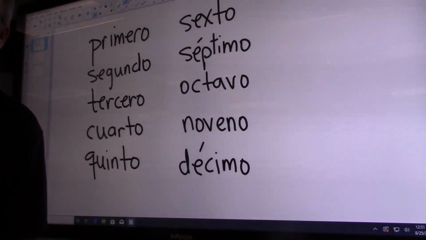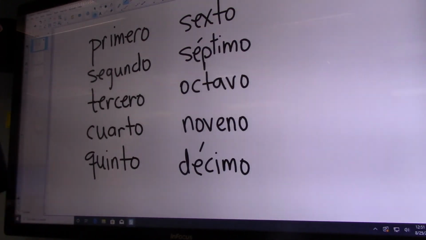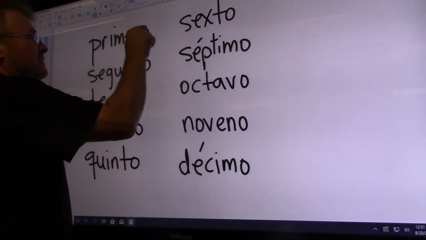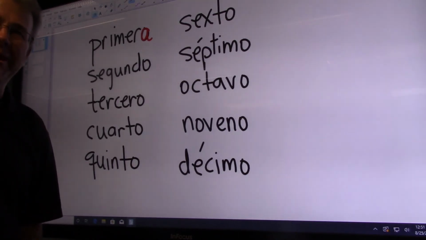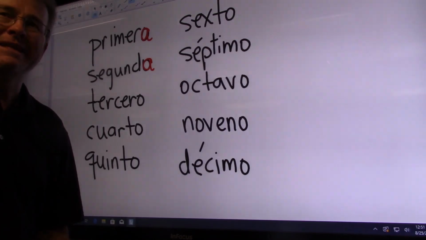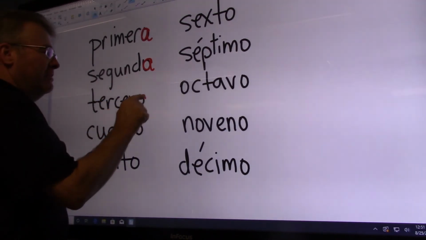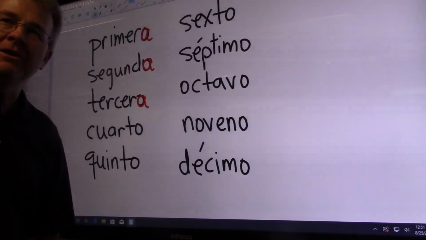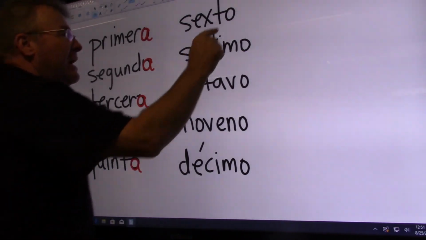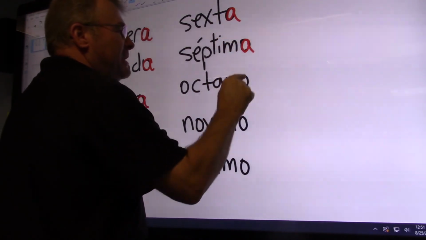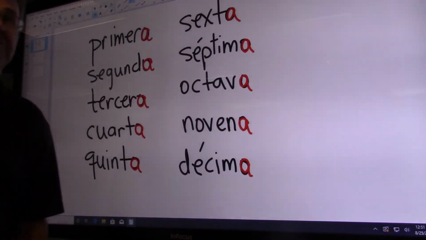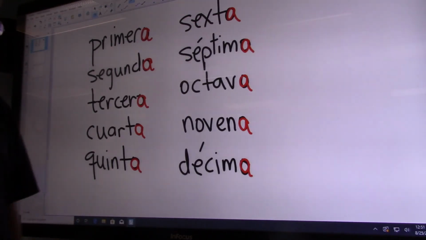Well, guess what we do to make these masculine words feminine? We simply change the O to an A, so the word primero in the masculine becomes what in the feminine? Primera. The word segundo becomes what in the feminine? Segunda. The word tercero becomes what in the feminine? You see the pattern here? Tercera. Likewise, cuarta, quinta, sexta, séptima, octava, novena, décima. We can use all of these words femininely, or the feminine versions if we have to.